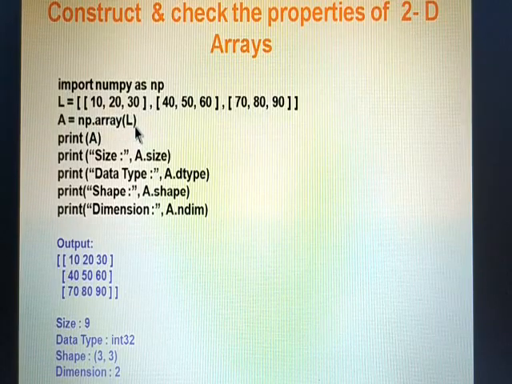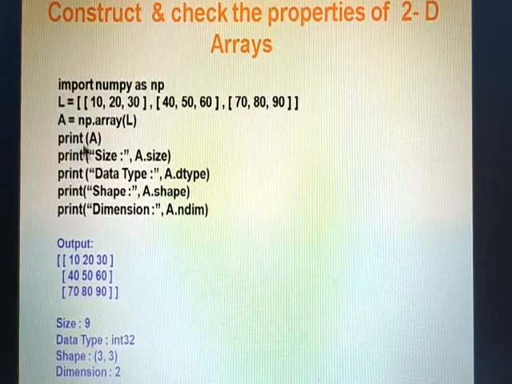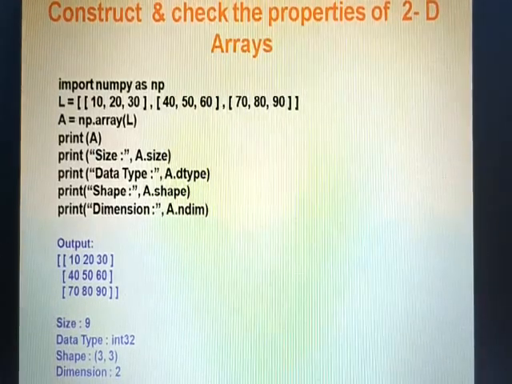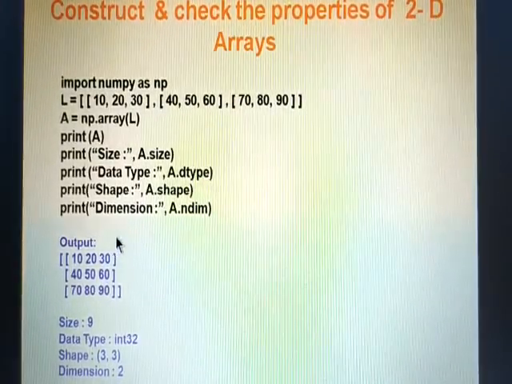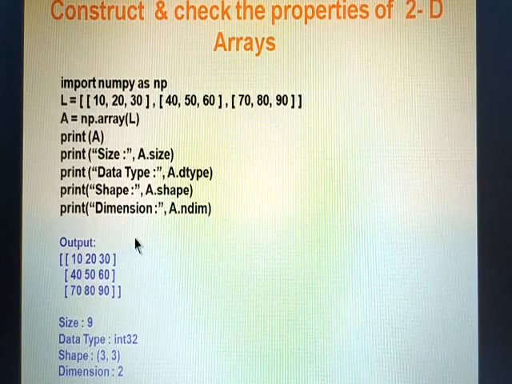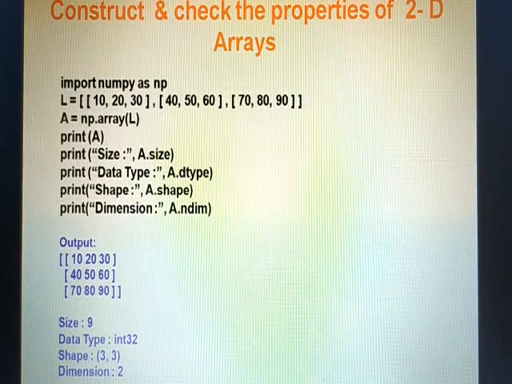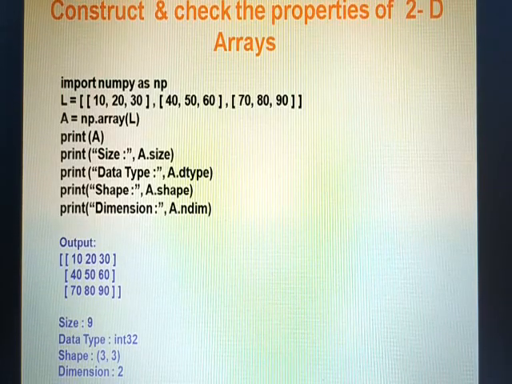So here the two-dimensional array is created. Now print A. You know very well this statement is used to display the array. Then the question is how we see the size, data type, shape and dimension of the array. You can use different attributes along with the array name, then you see all the properties.